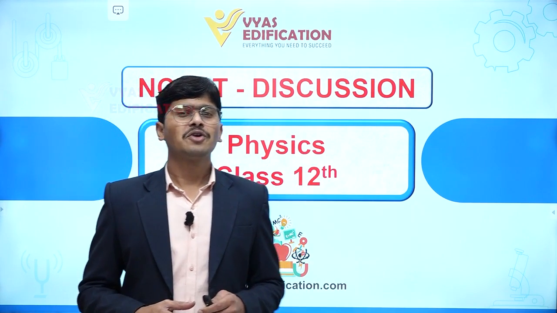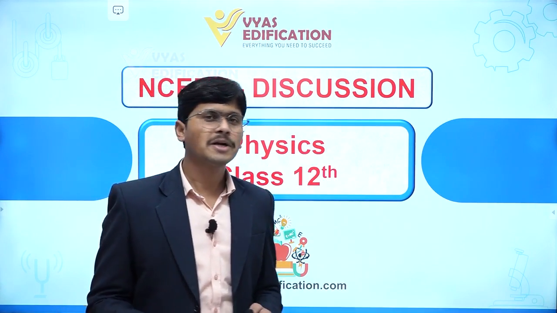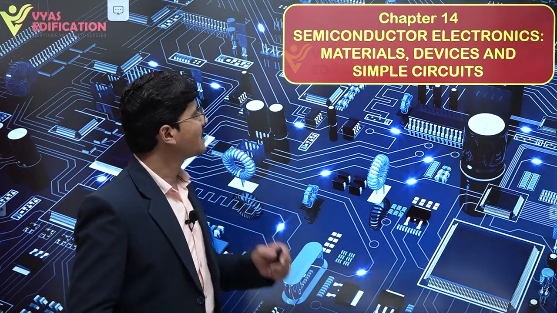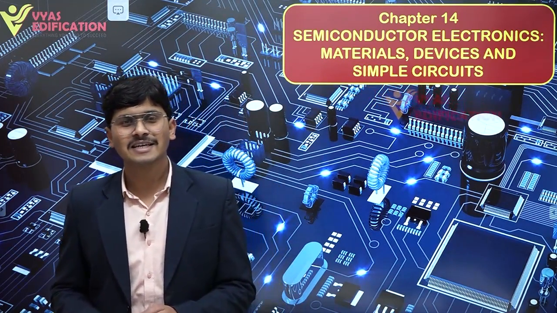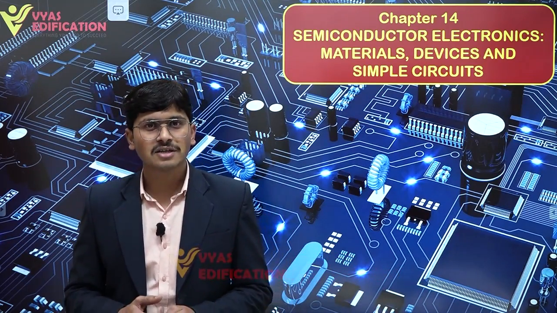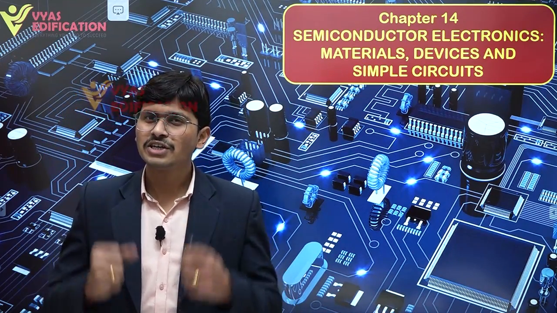In this session we are going to discuss class 12 chapter number 14, Semiconductor Electronics: Materials, Devices and Simple Circuits. Clear? Definitely this session will be very useful to you because we are going to discuss NCERT and exercise solutions. We will try to understand each and every concept of this chapter with the help of these questions. Clear? Now we are going to discuss each question in a detailed manner. So be ready. Now we are going to start.